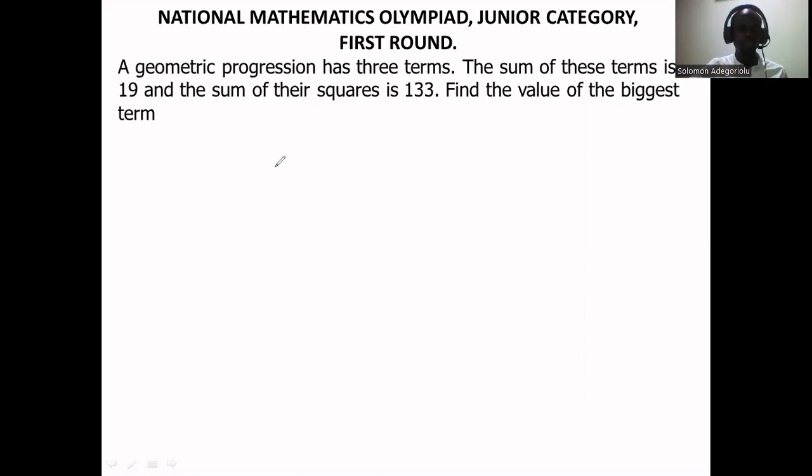And today we're still going to be looking at our National Mathematics Olympiad Junior Category first round. The question says, a geometric progression has 3 terms. The sum of these terms is 19, and the sum of their squares is 133. Find the value of the biggest term. How do we go with this question? All right, let's take a look at the solution to this question.